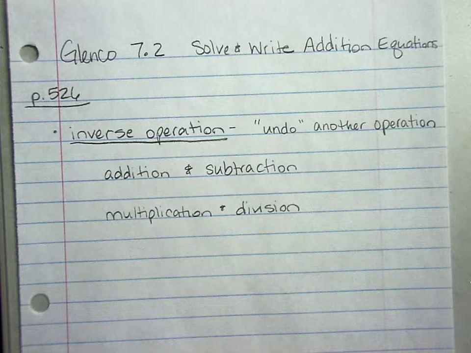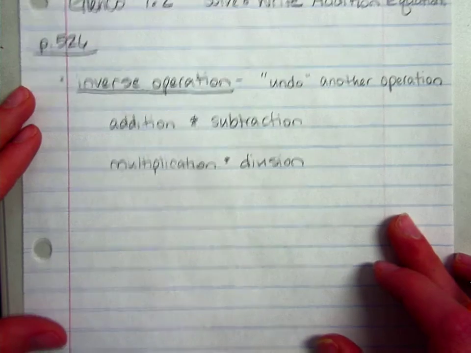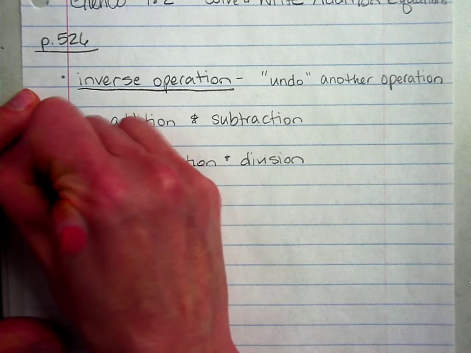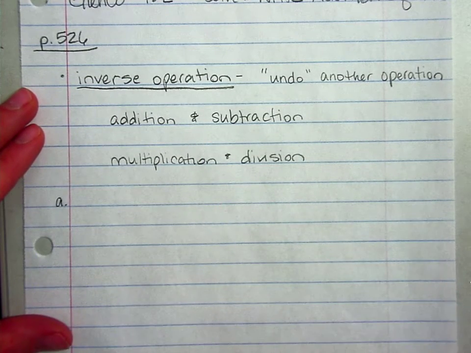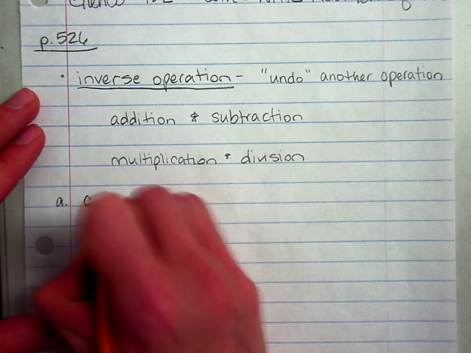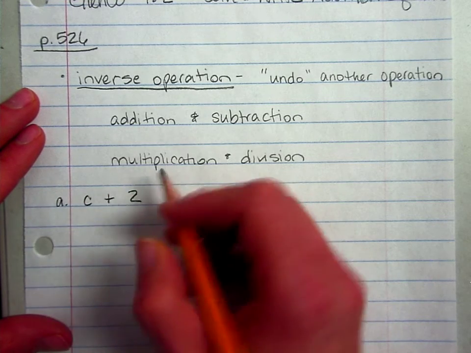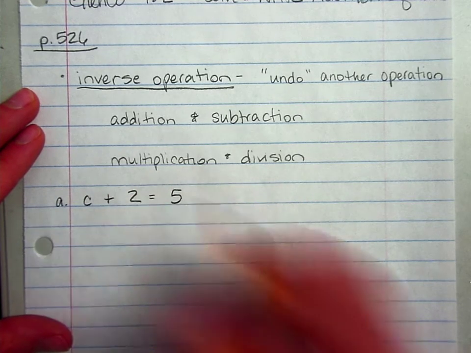Just like with Lesson 1, we can check all of these answers to make sure that we're correct. Once we think we found the solution, we plug it back into the equation and check in our calculators. So we will start at the bottom of 526. Problem A is c plus 2 equals 5.